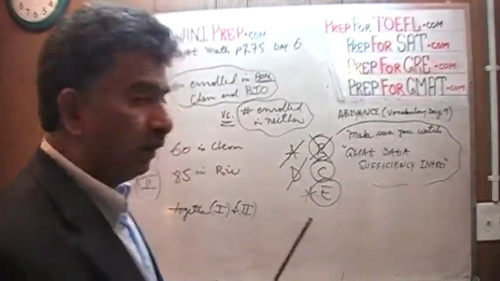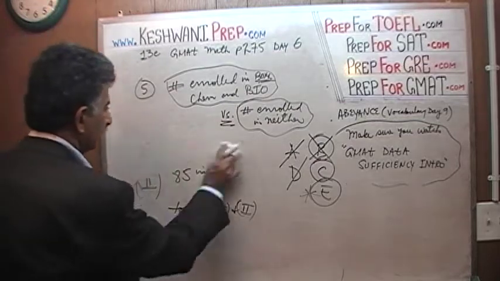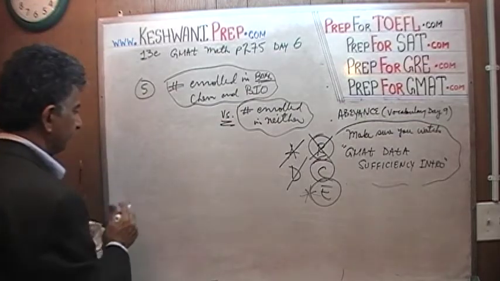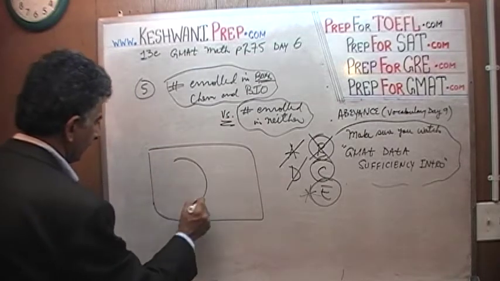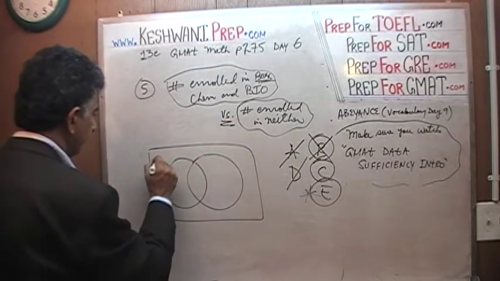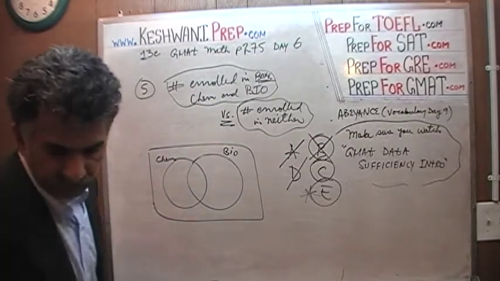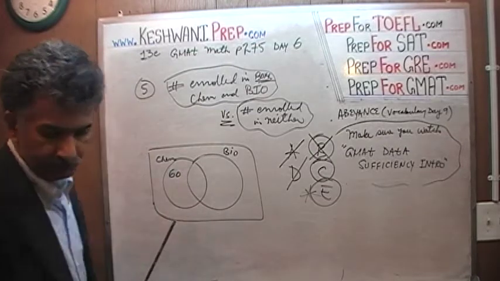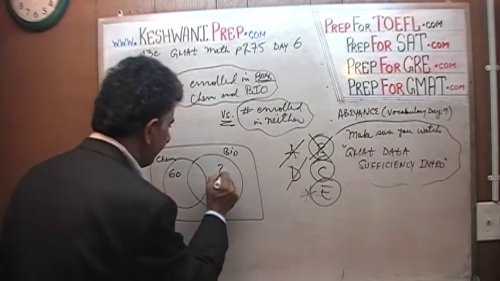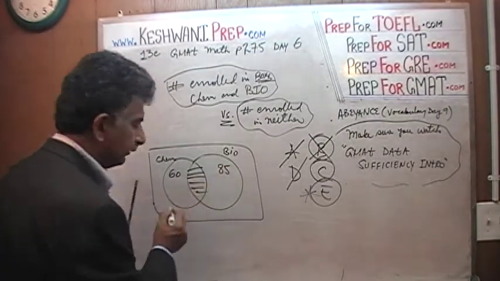What I'm going to do now is show you this situation in a Venn diagram. What the question is asking is this. In the Venn diagram, this is how we show it. Let's put down chemistry and biology. Well, the first statement tells us that 60 of them are taking chemistry. The second statement tells us 85 of them are taking biology. We do not know how many of them are taking both.